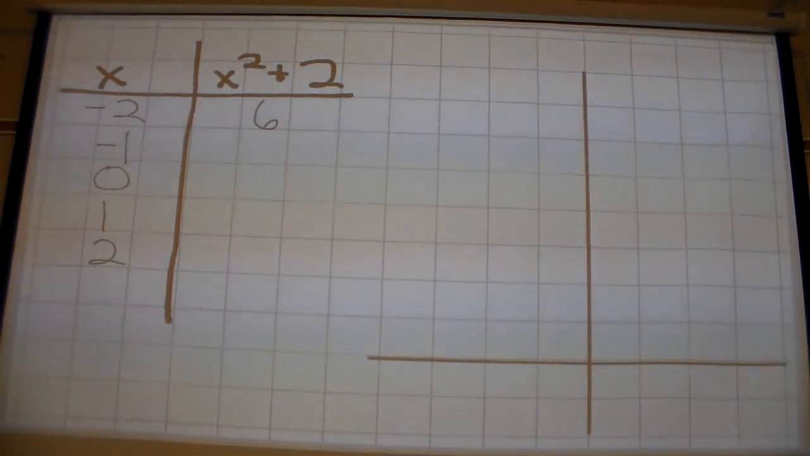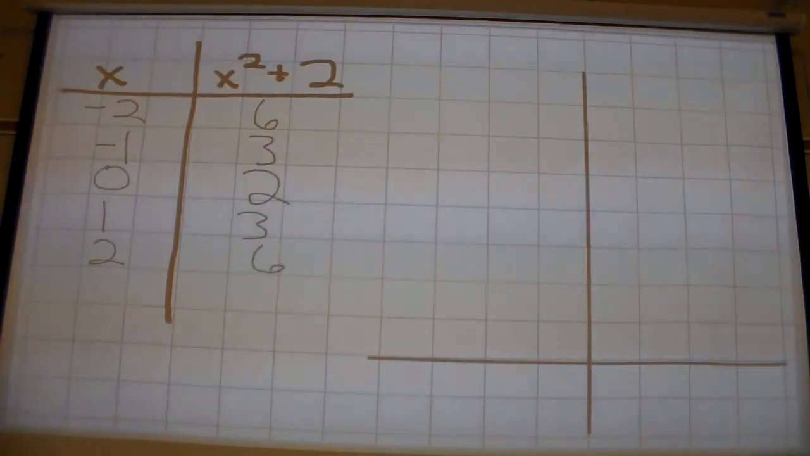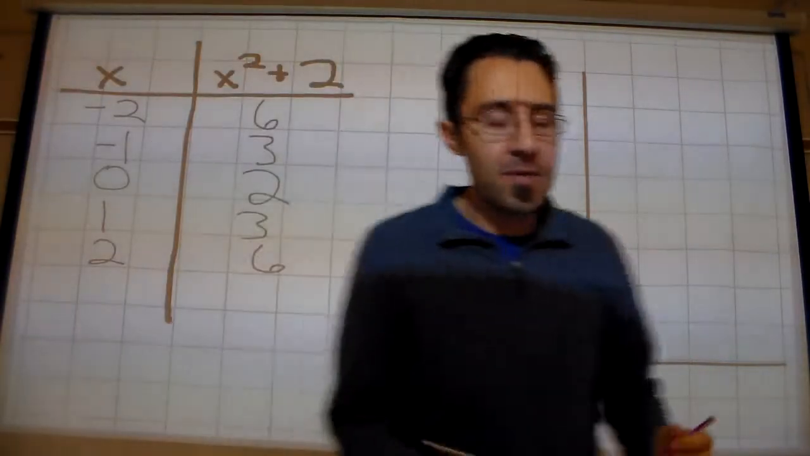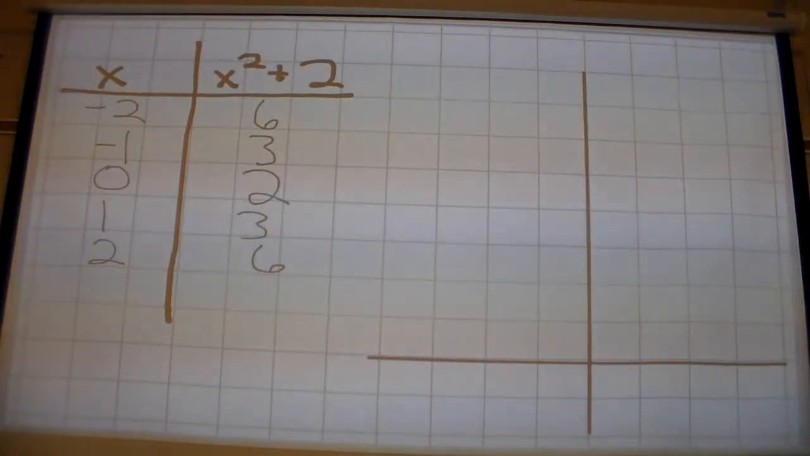-1 squared plus 2. Square it is positive 1. Add 2. 3. Okay? 0 squared plus 2. 0, oh, 2. 1 squared plus 2. 3 and 6. Okay? Again, it's a mirror image. 2, 3, 6, 2, 3, 6. It reflected. Now, we go to graph it.